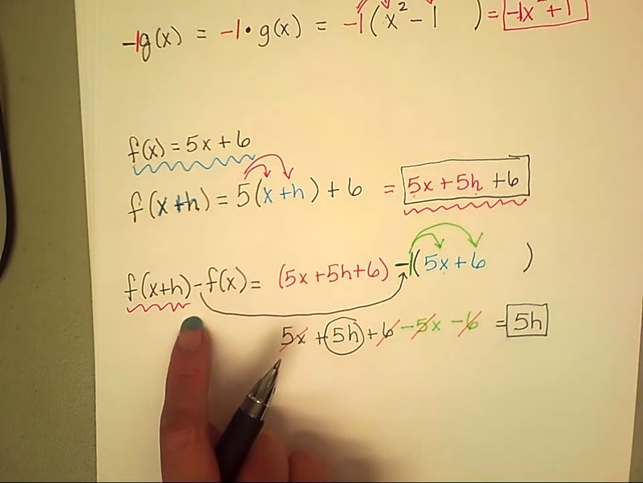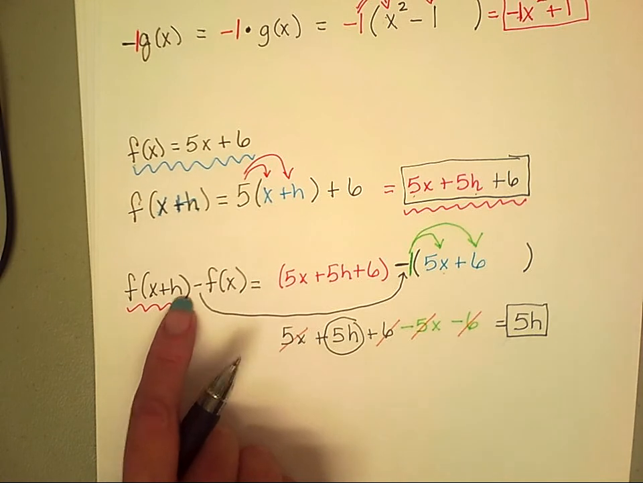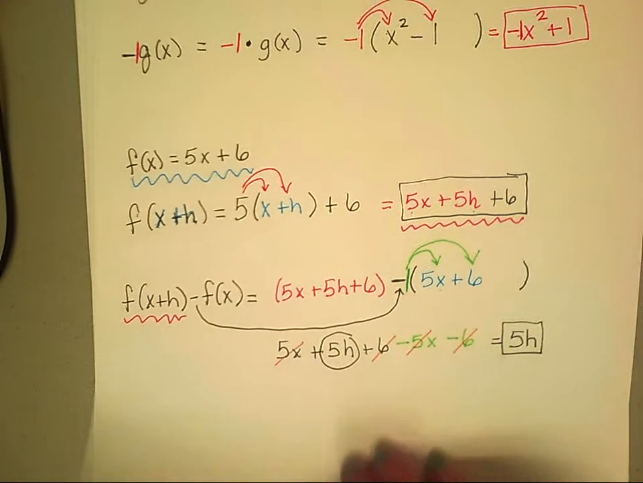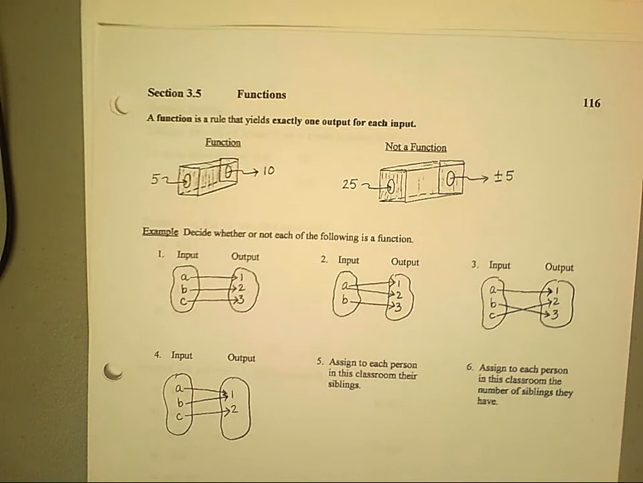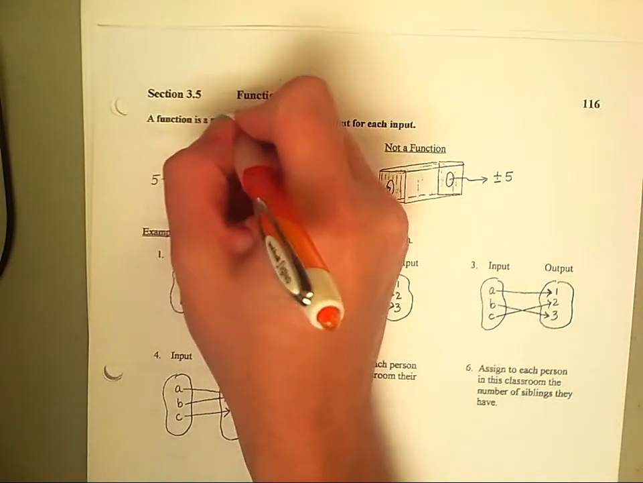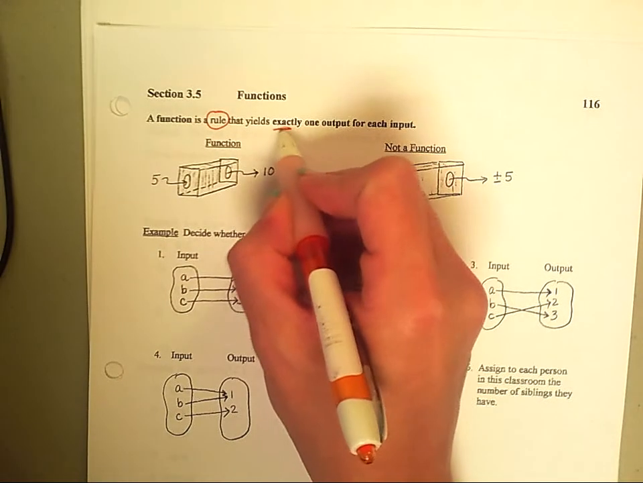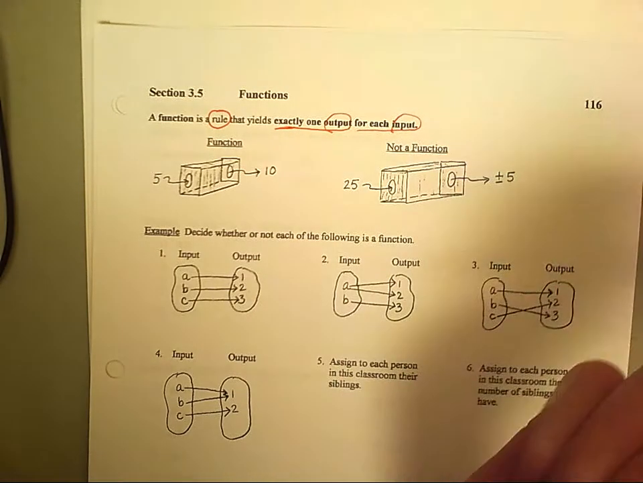Alright, so this is one we need to get very comfortable with, determining what the function evaluated at x plus h is, and then subtracting off the original function. Alright, so that's the function notation. Now, what exactly is a function? And so this is where we go back to the first page. A function is simply a rule. And what it'll do is it'll give you exactly one output for one input.